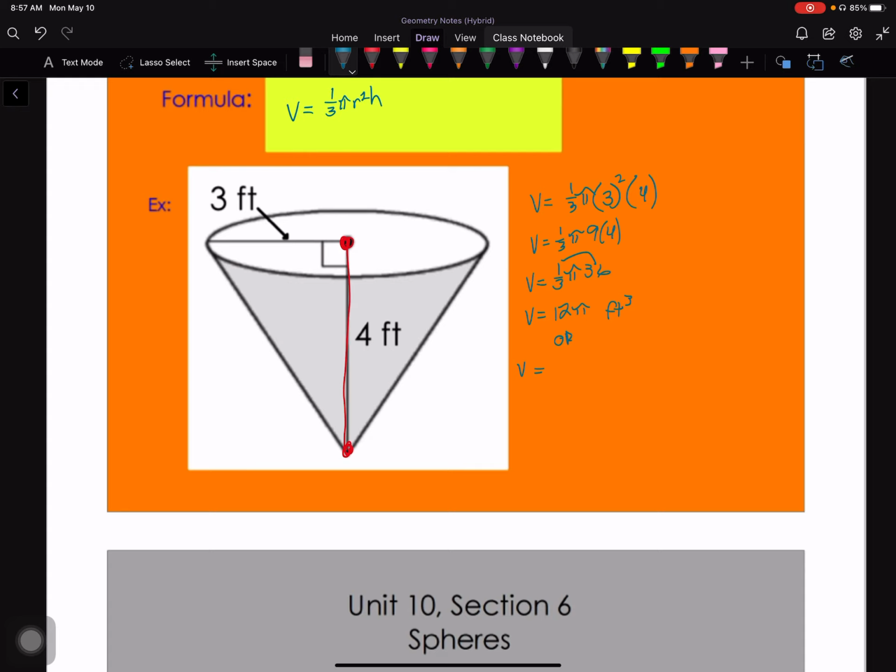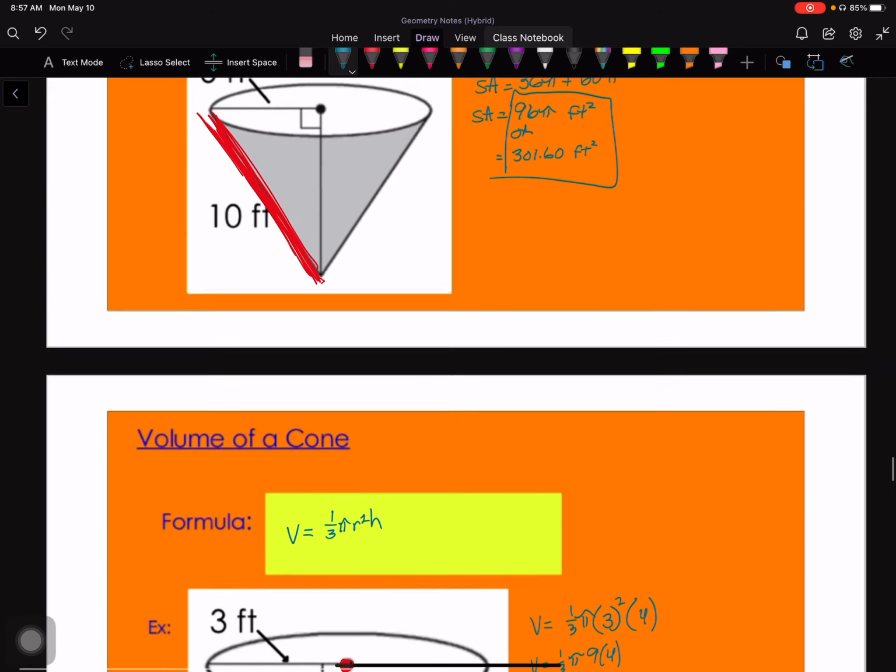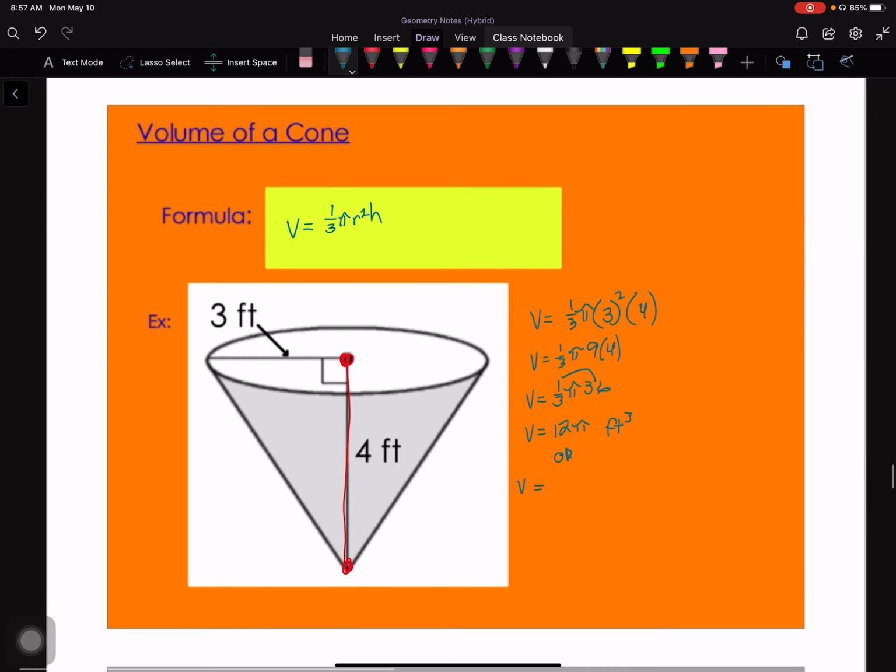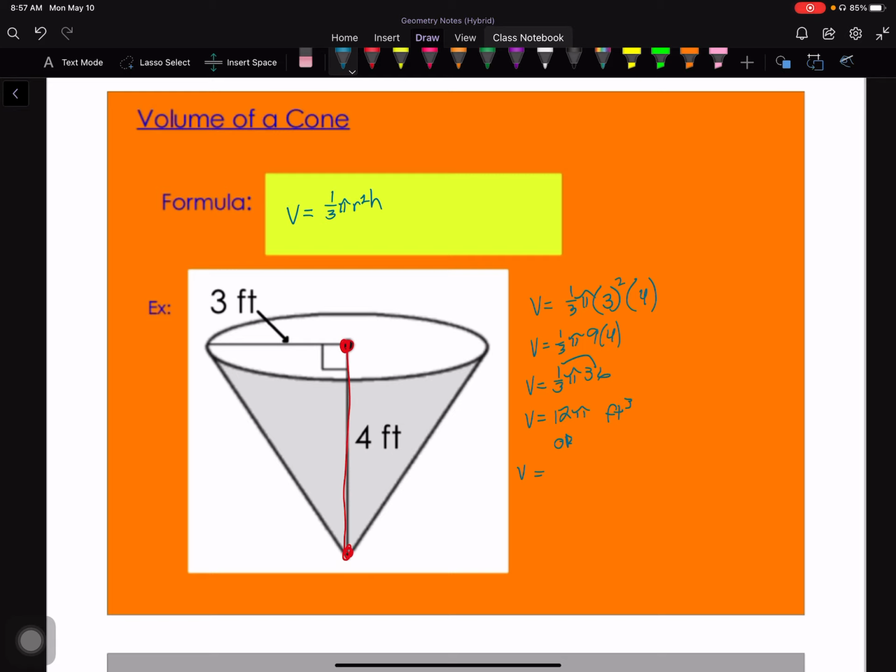And if you do that, oh wait, I didn't multiply. Let's just multiply this out quick. So 12 times 3.14, you get about 37.68 feet cubed. And that will take care of surface area and volume of a cone.